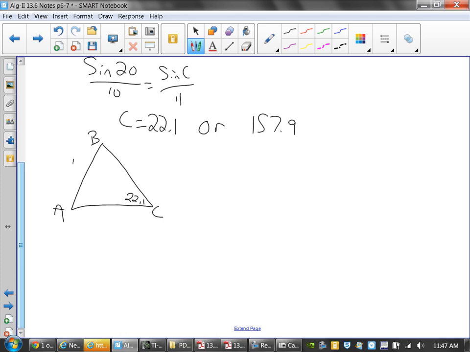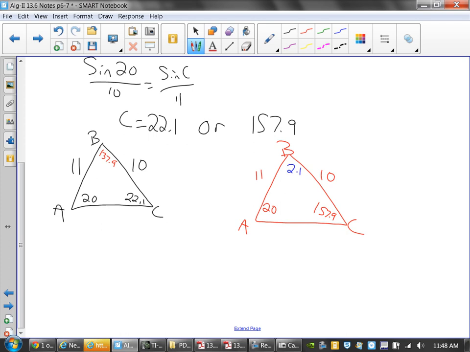What were the other ones? 11, 10, and 20. What do you get for angle B when you subtract it all out? What is it, 137? Okay. And then the other triangle, you fill it up again with A, B, and C. A is still 20, little a is 10, little c is 11. This is 157.9. That gives you what for B then? 2.1. 2.1.